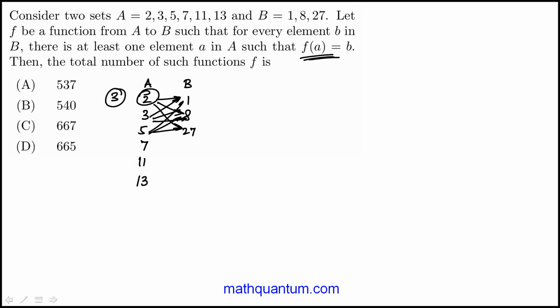So I have 3 choices here, 3 here, and I have 6 of them. So the total number of possible ways would be 3 multiplied 6 times, or 3 to the 6, which turns out to be 729.